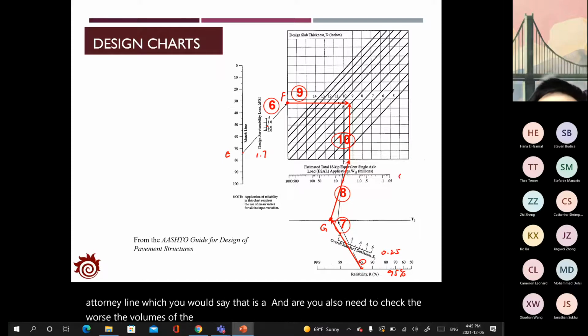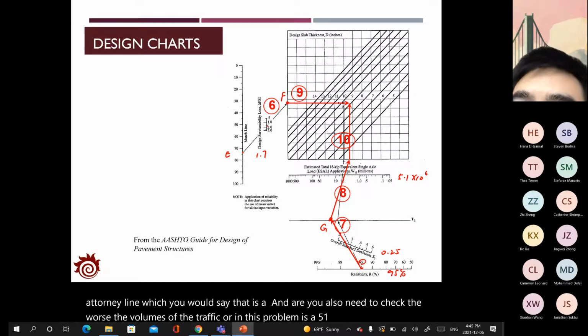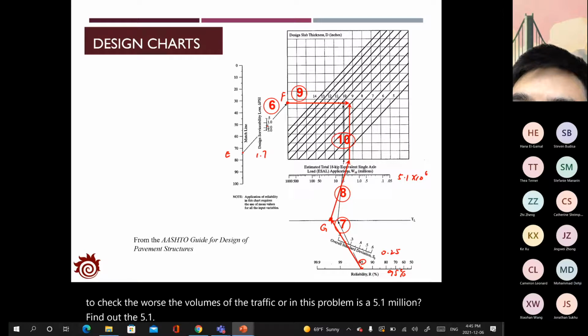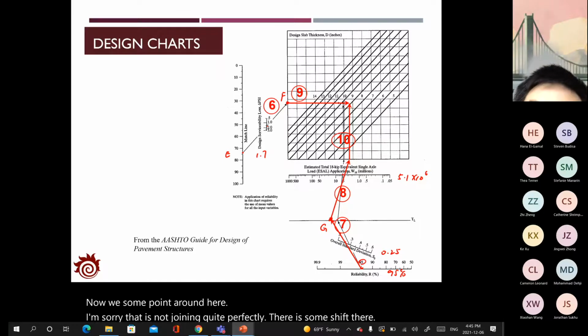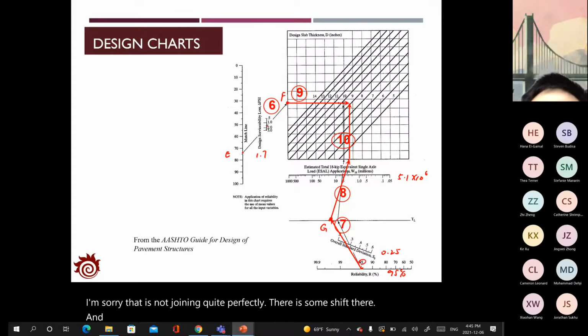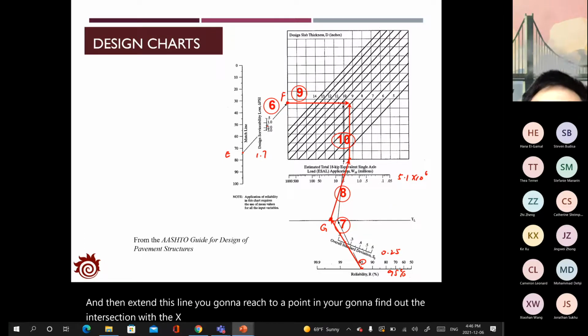You will also need to check the volume of the traffic. In this problem, it's 5.1 million. So find out 5.1. That will be some point around here. Sorry that it's not joining quite perfectly. There is some shift there. And then extend this line. You're going to find the intersection with the x-axis. I say that the point is H.